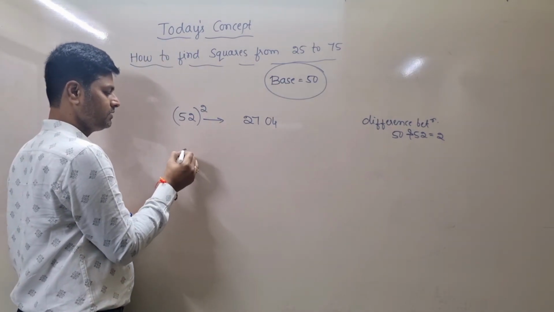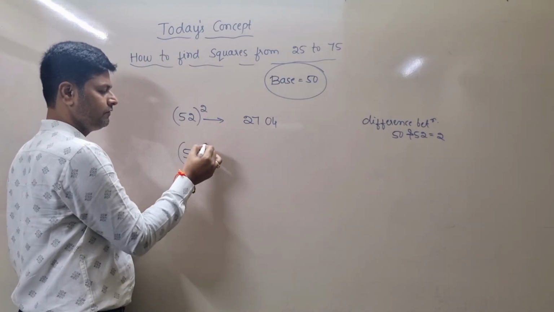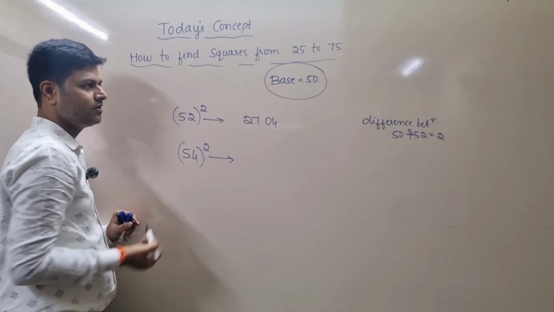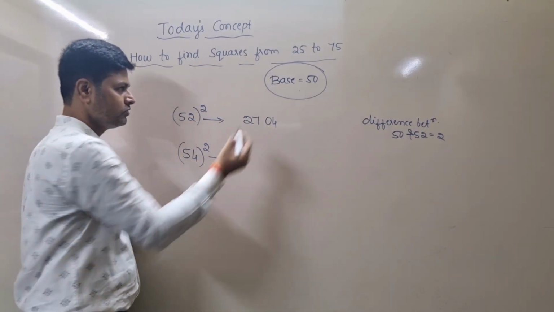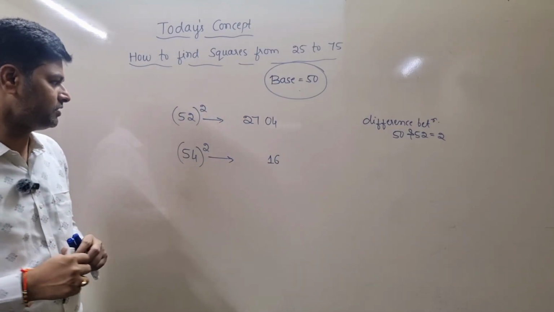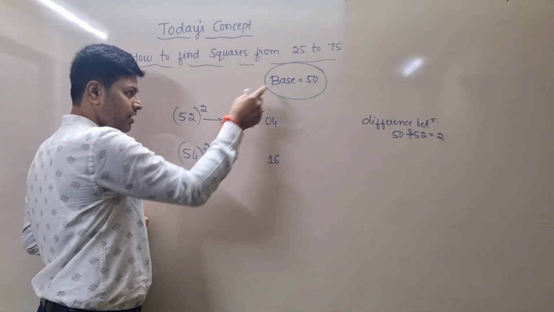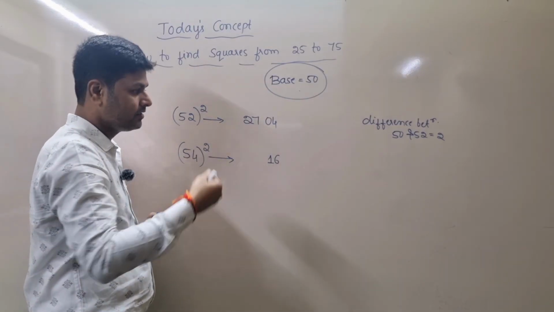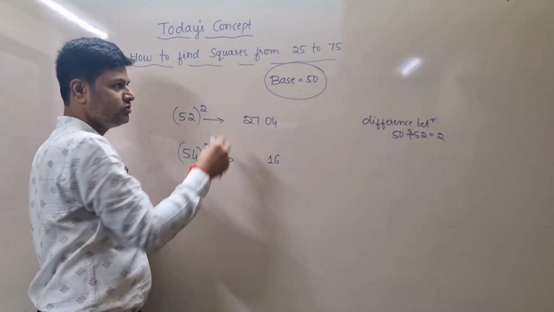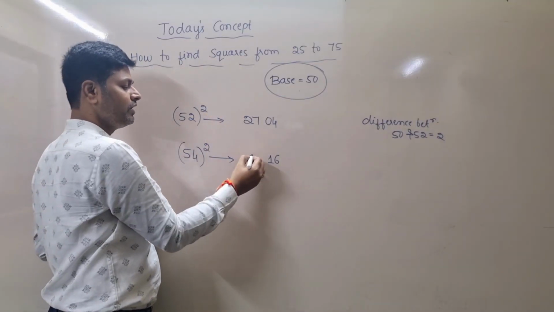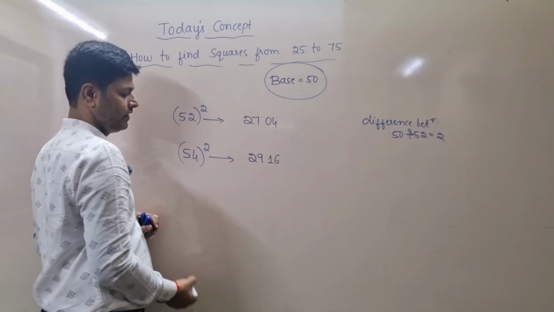Assume it is 54 square. Compared to 50, 54 is 4 more. So 4 square is 16. The condition is always you have to consider 2 digits. Next, the difference between these two is 4, so 4 is more. This 4 you have to add to 25. So 25 plus 4 is 29.